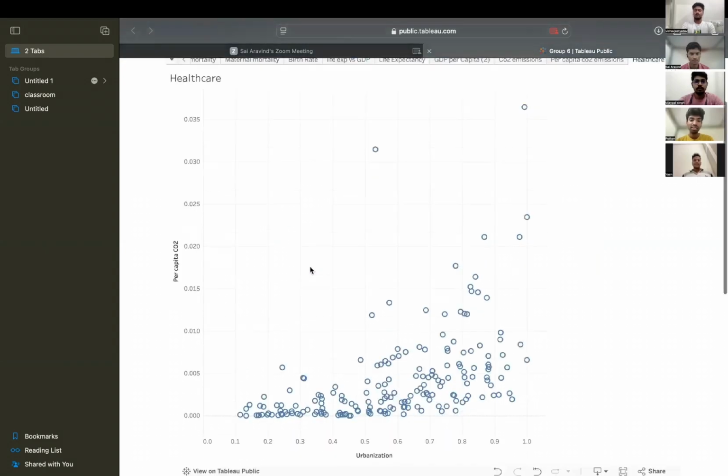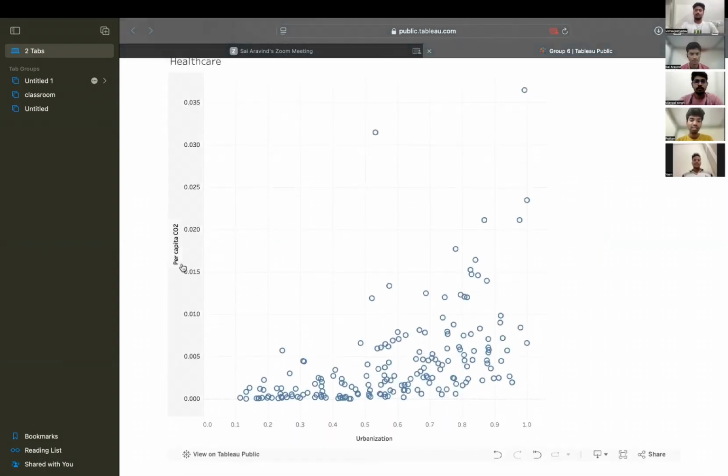This next graph shows the relation between per capita CO2 and urbanization. As you can see in this graph, as urbanization increases, so does the per capita CO2 produced by that country. So it shows us that urbanization might not be good for the environment, but there are outliers, Trinidad and Tobago and Turkmenistan. These countries have a very high amount of per capita CO2 emissions, even though they are not very urbanized.